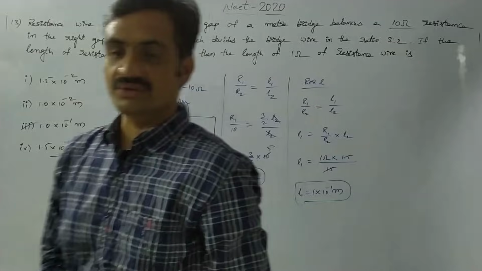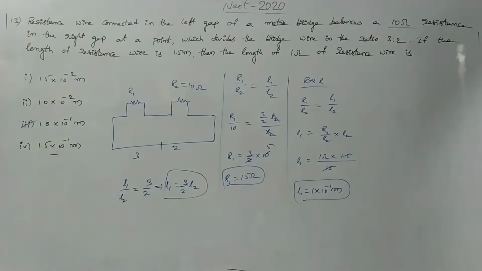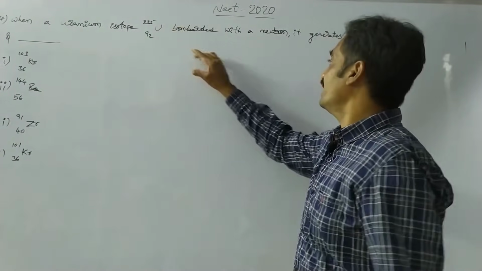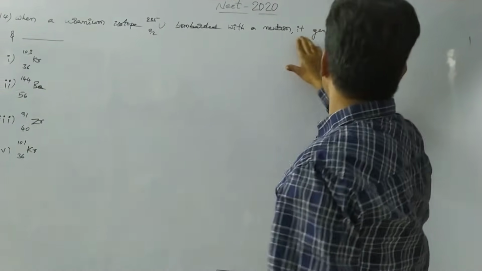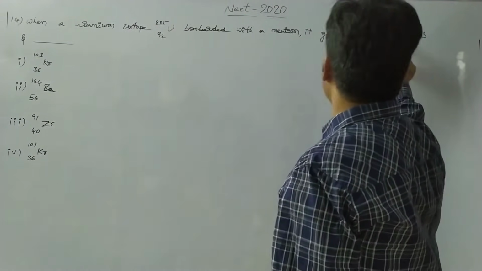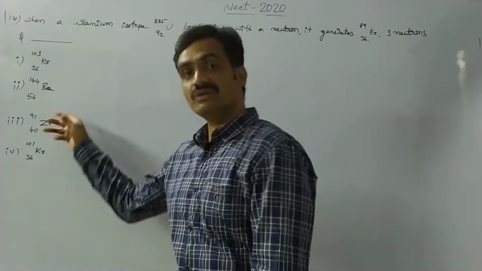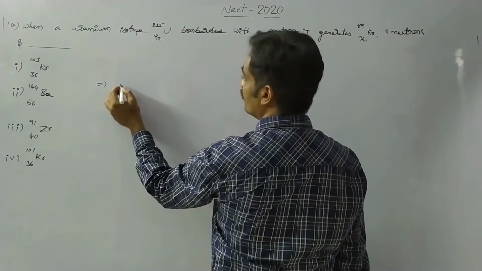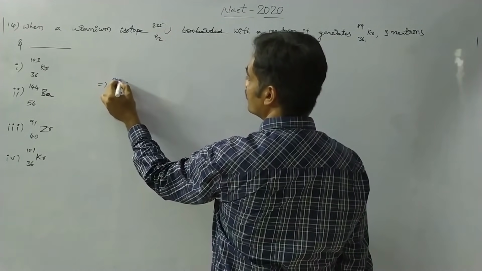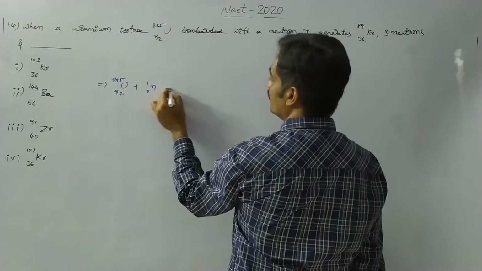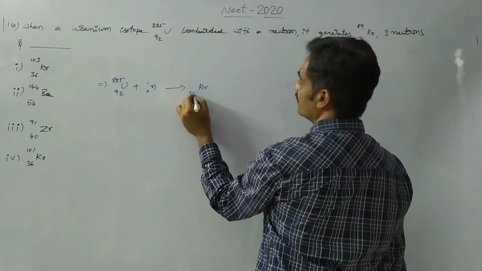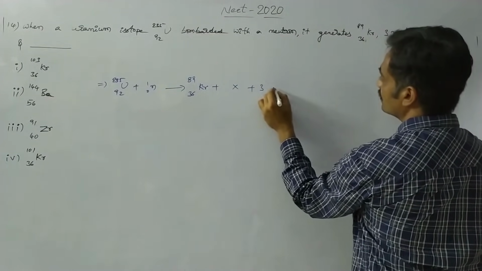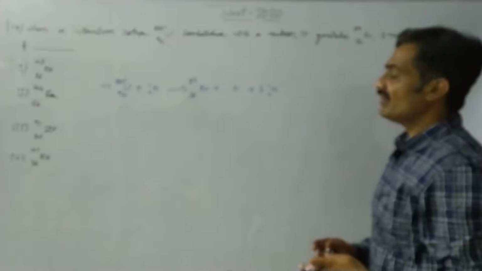Take a screenshot. We will continue. The next question is: when a uranium isotope uranium-92-235 is bombarded with a neutron, it generates krypton-36-89 and 3 neutrons as well as another element. We have to represent that element. In a nuclear fission reaction, we know that when uranium-92-235 is bombarded with a neutron, it generates krypton-36-89, some element X, as well as 3 neutrons. So now we have to balance this equation.